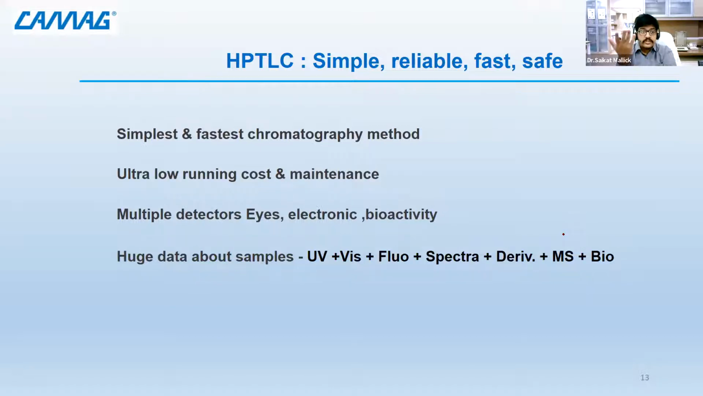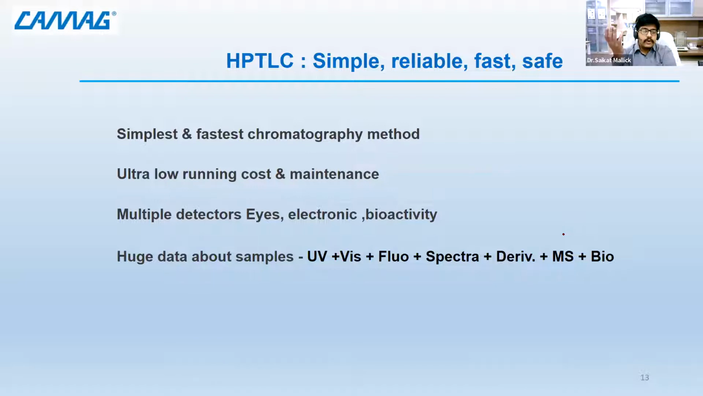Visible will tell you whether it is a pigment compound, as I told you. Spectra will tell you how the pattern of the component will look. Derivatization will give you added information. Components like beta-sitosterol, lupeol, and also flavonoids and rutin have to be derivatized for visualization. So derivatization becomes a key tool to analyze such components.